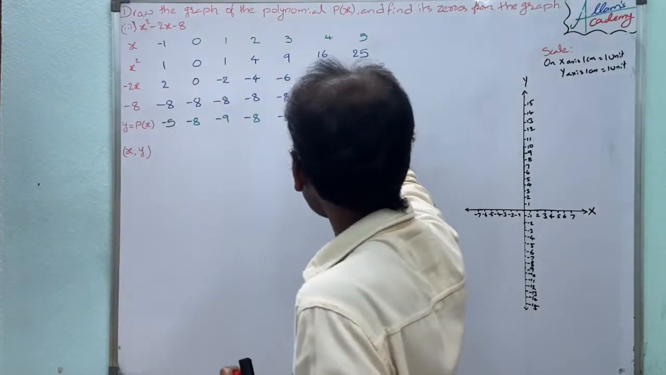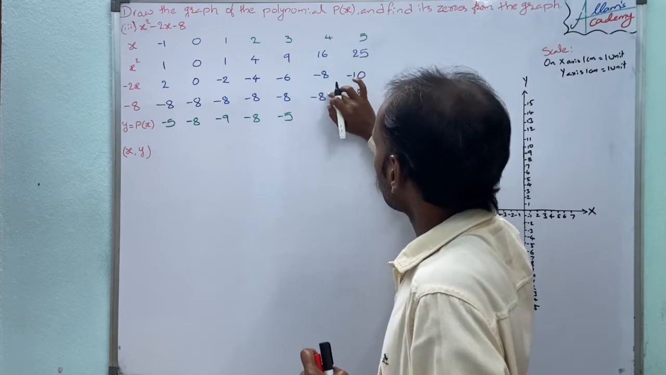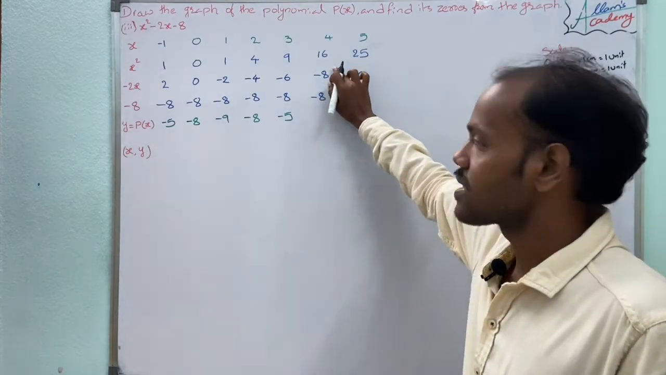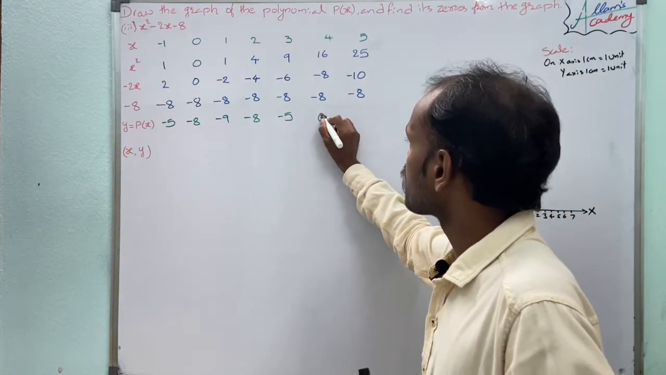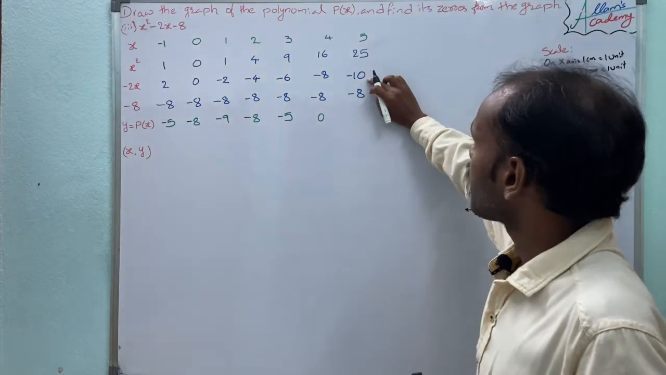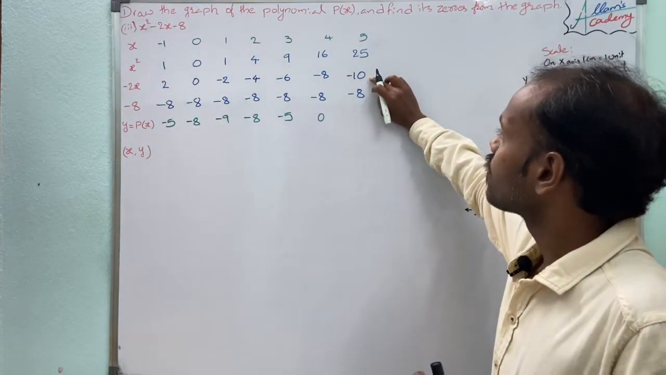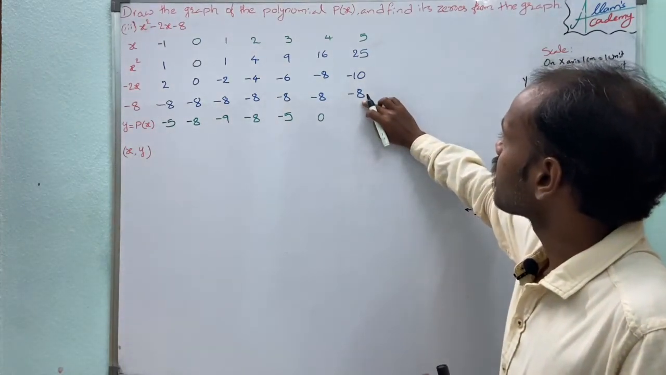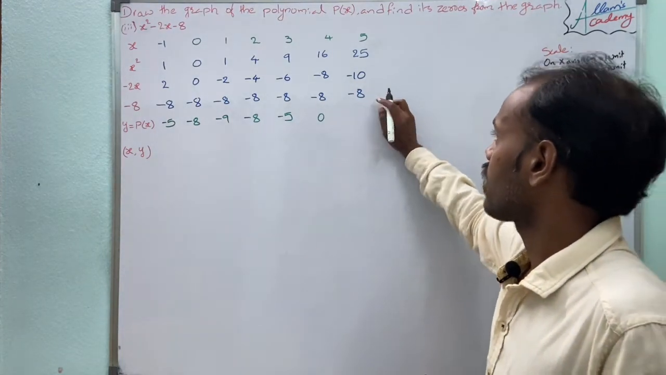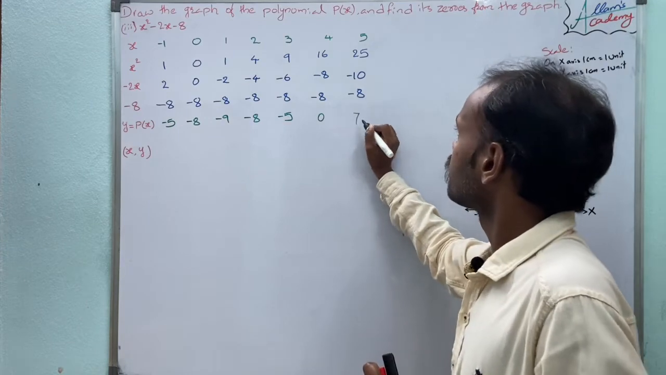Next, 16 minus 8 minus 8 is minus 16, and minus 16 plus 16 equals 0. Next, 25 minus 10 is 15, and 15 minus 8 is 7.